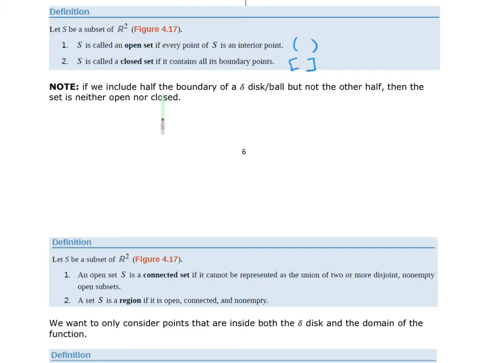Now, if we include half the boundary of a disk, a delta ball, but not the other half, then it is neither open nor closed. There are going to be times in your math, if you continue, that you're going to have neither an open nor a closed set, if part of your disk or ball is included and the other part is not.